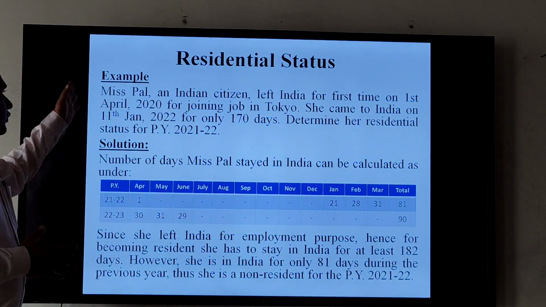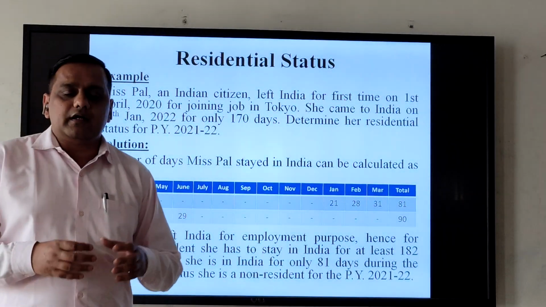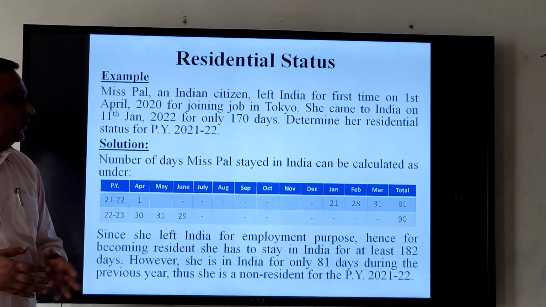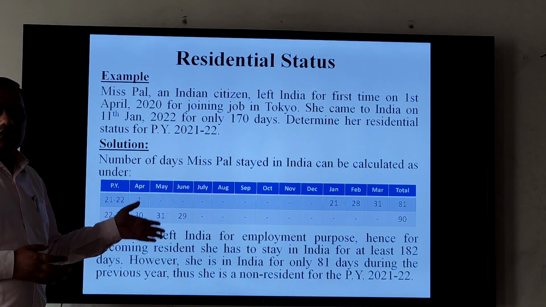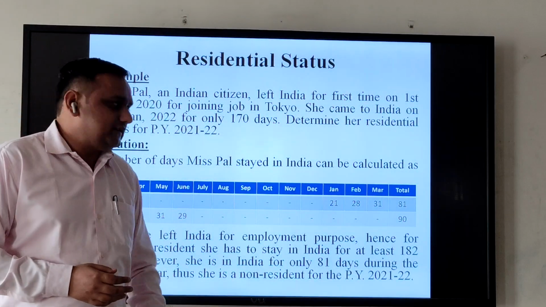Like this, whenever a person comes to India or leaves India, we need to determine how many days he or she was in India. On the basis of this, we establish whether the person is resident, not ordinary resident or non-resident.